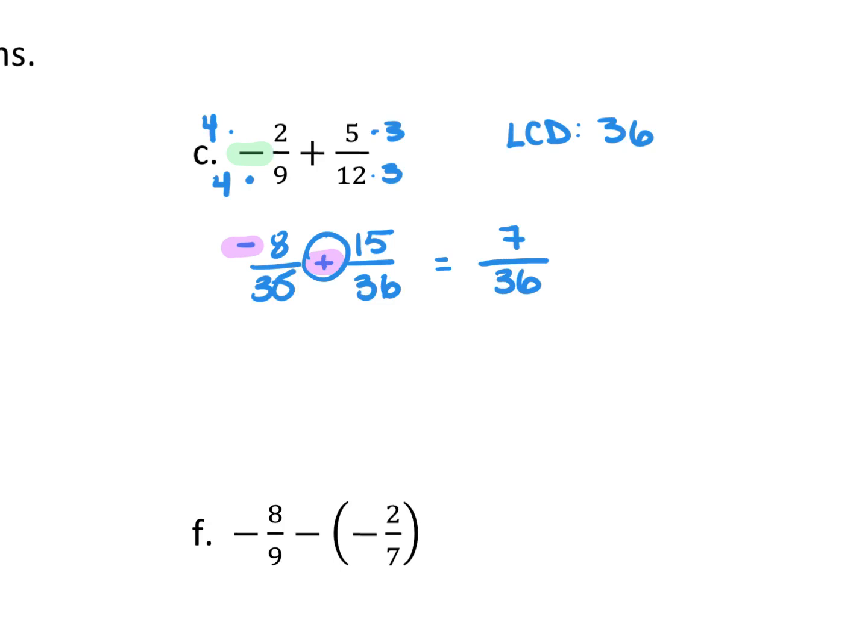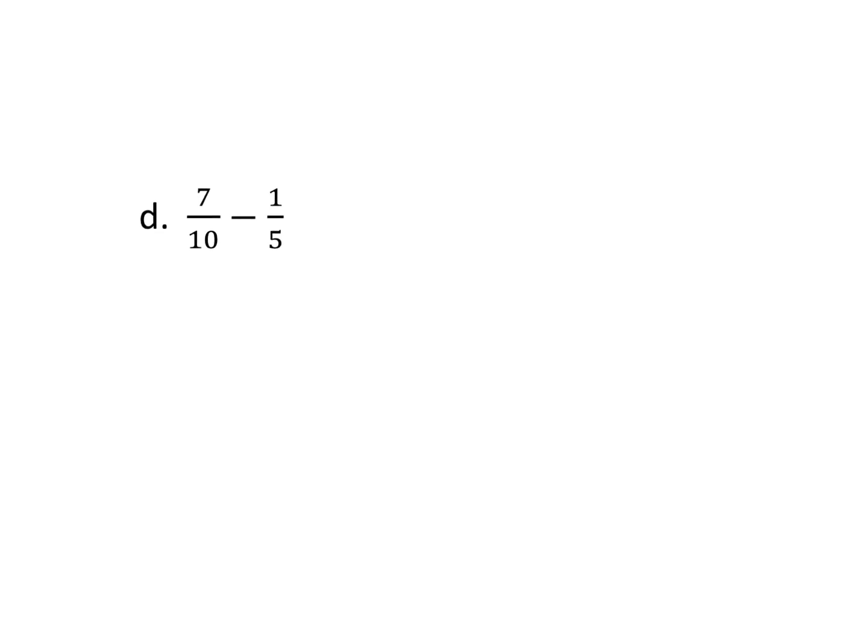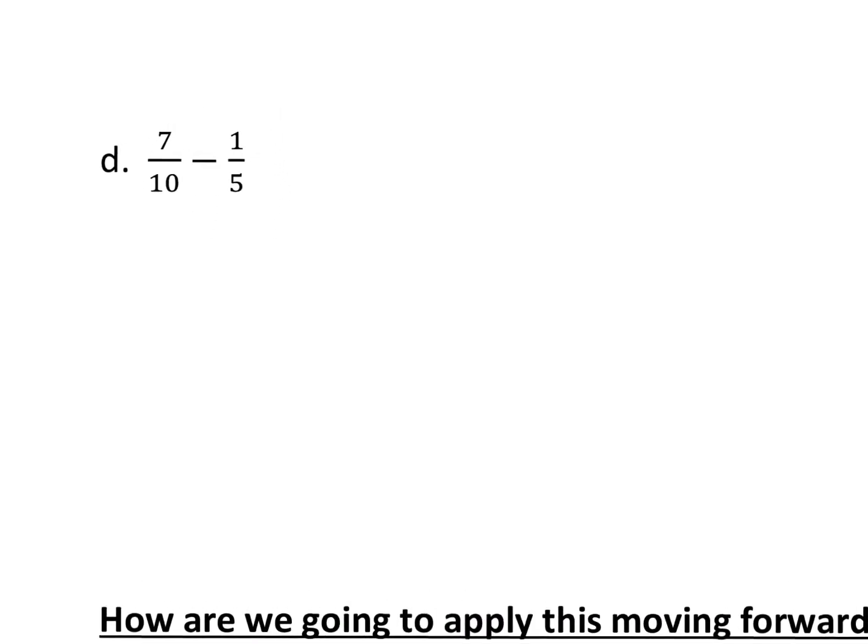All right, now let's go ahead and look at some subtraction problems and see what we can do. We'll start off basic. We have 7 over 10 minus 1 over 5. And so my LCD, again, remember this is something we have to multiply to, is going to be 10. 5 is the greatest common factor. 10 is the least common denominator. And for some reason, least is bigger and greatest is smaller.